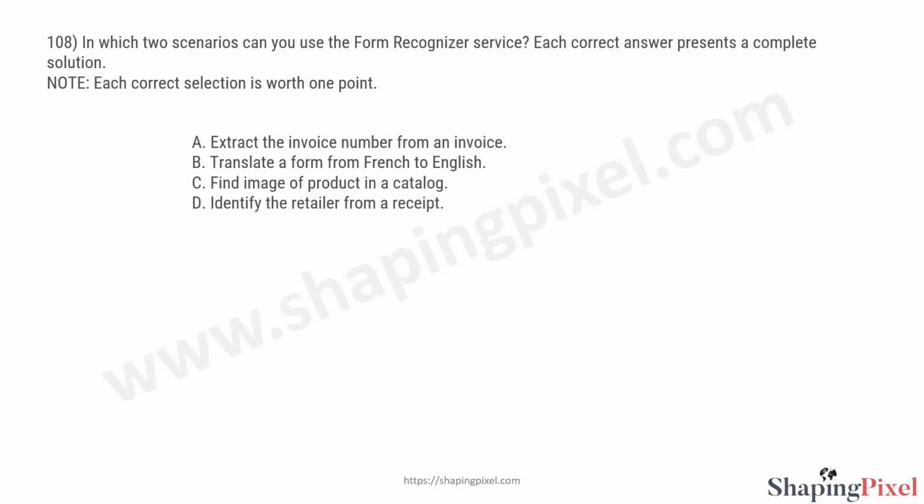Question number 108. In which two scenarios can you use the form recognizer service? Each correct answer represents a complete solution. Each correct selection is worth 1 point. And we have the following four options. Option A, extract the invoice number from an invoice. Option B, translate a form from French to English. Option C, find image of product in a catalog. Option D, identify the retailer from a receipt. So the right answer here is option A and option D.